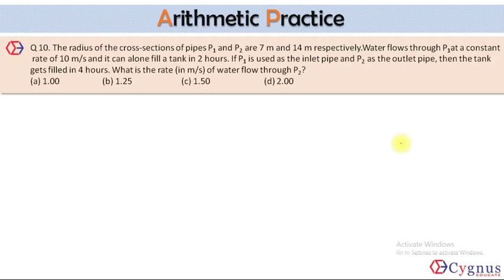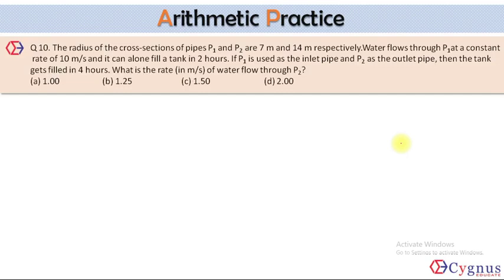The radius of the cross section of the pipes P1 and P2 are 7 and 14. Water flows through P1 at a constant rate of 10 meters per second and it can alone fill a tank in 2 hours. If P1 is used as the inlet pipe and P2 as the outlet pipe, the tank gets filled in 4 hours. What is the rate of water flow through P2?